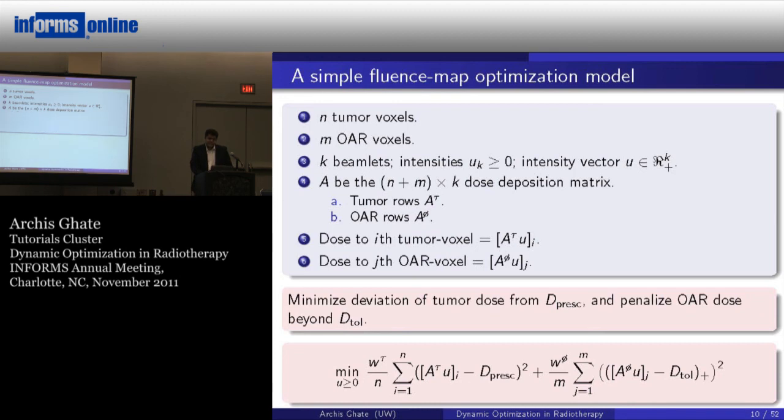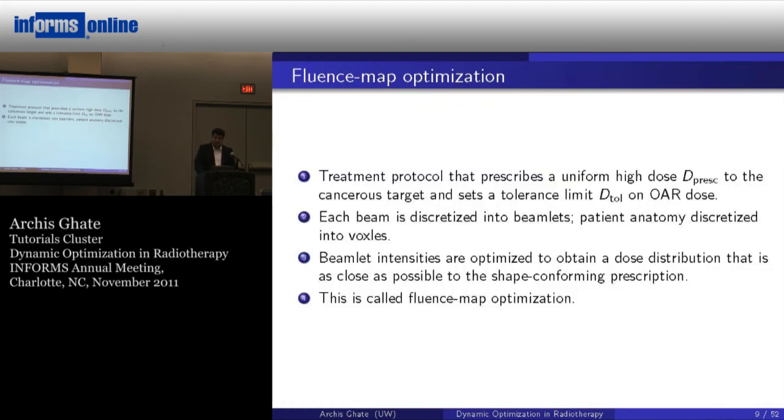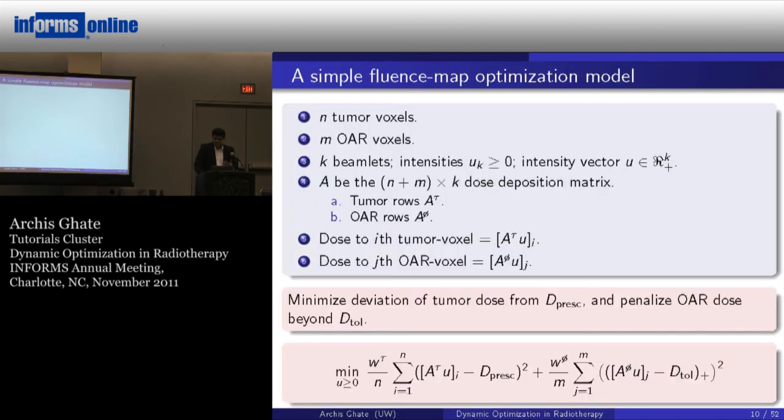So let's go back to what I had said a minute ago. Remember I had said the basic idea is to somehow figure out an optimal intensity vector such that what is delivered to the patient will be as close as possible to the prescription. Okay, so I'm going to write down a very simple optimization formulation for that problem. What I'm going to do is minimize deviation of the tumor dose from the prescription dose that the doctor told me, right? And I'm going to penalize anything to the OAR that is above the tolerance limit, right?